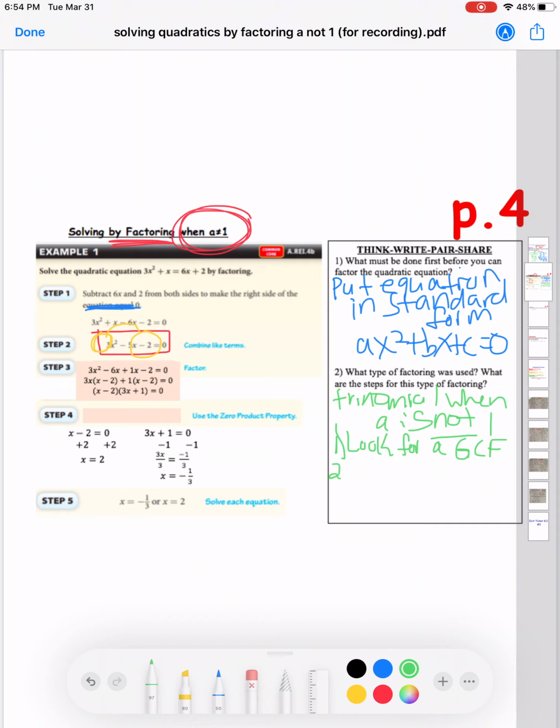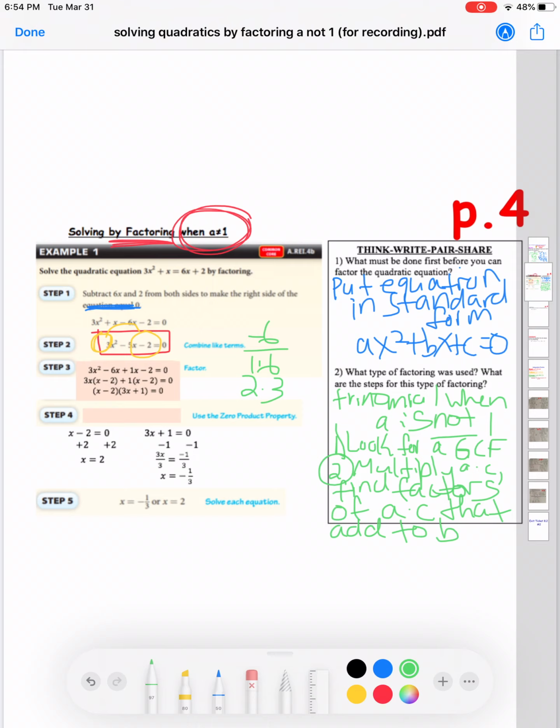The second step that we learned is to multiply a times c. So that's our first and our last term. Then we're going to find factors of that product. So find the factors of AC that add to b. So in this problem, we were looking for factors of negative 6 that added to negative 5. So if we list the factors of 6, we have 1 and 6 and 2 and 3. And you'll notice that the two numbers they came up with were negative 6 and positive 1, because if I multiply those, I get negative 6, and if I add them, I get negative 5.